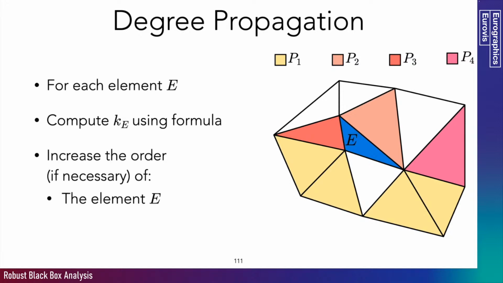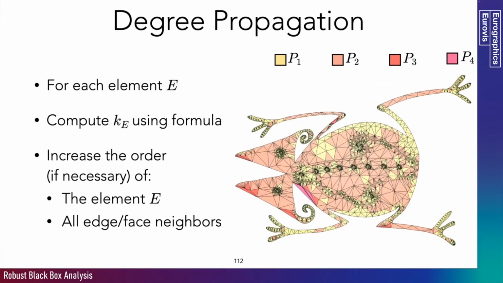So what we need to do is just increase the order of the element e and every face or edge neighbor. So if you want the element e here to be p3 in pink, well, we need to increase the order of the 3 edge neighbors of e also to 3. So now e is full degree order 3. And if we do something like that, this is how our mesh looks.